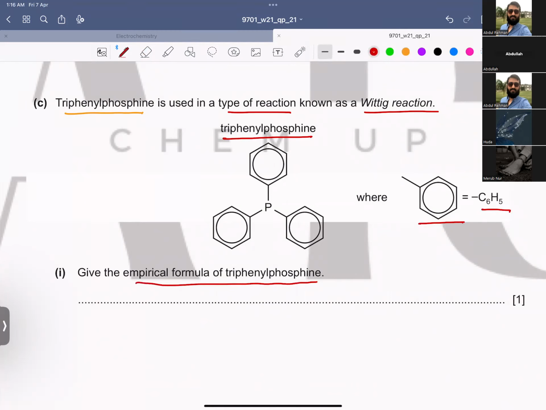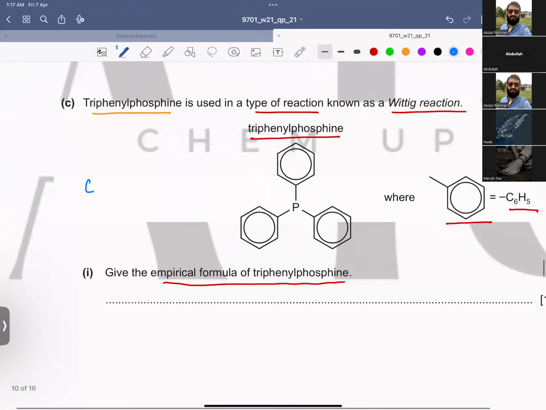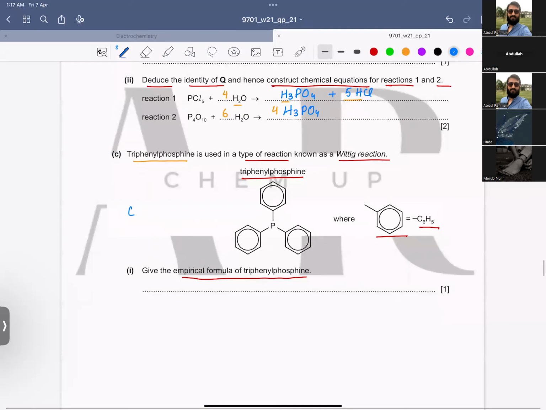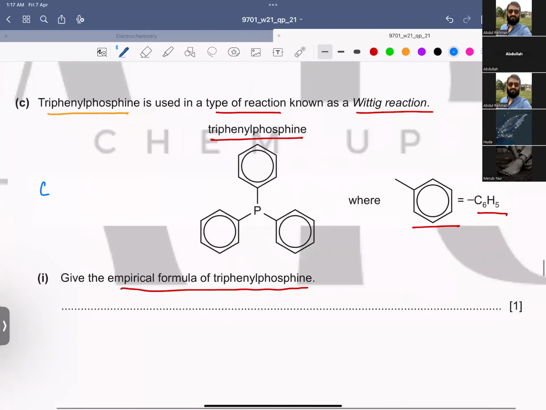So there are three C6H5. So if there are three C6H5, which means if there are three C6, so 3 times 6 give you C18 and 3 times 5 give you 15. So C18, H15 and 1P in the center. If I try to simplify it, I can't. So it is the most simplest form. So it must be its empirical formula. Is this clear now?